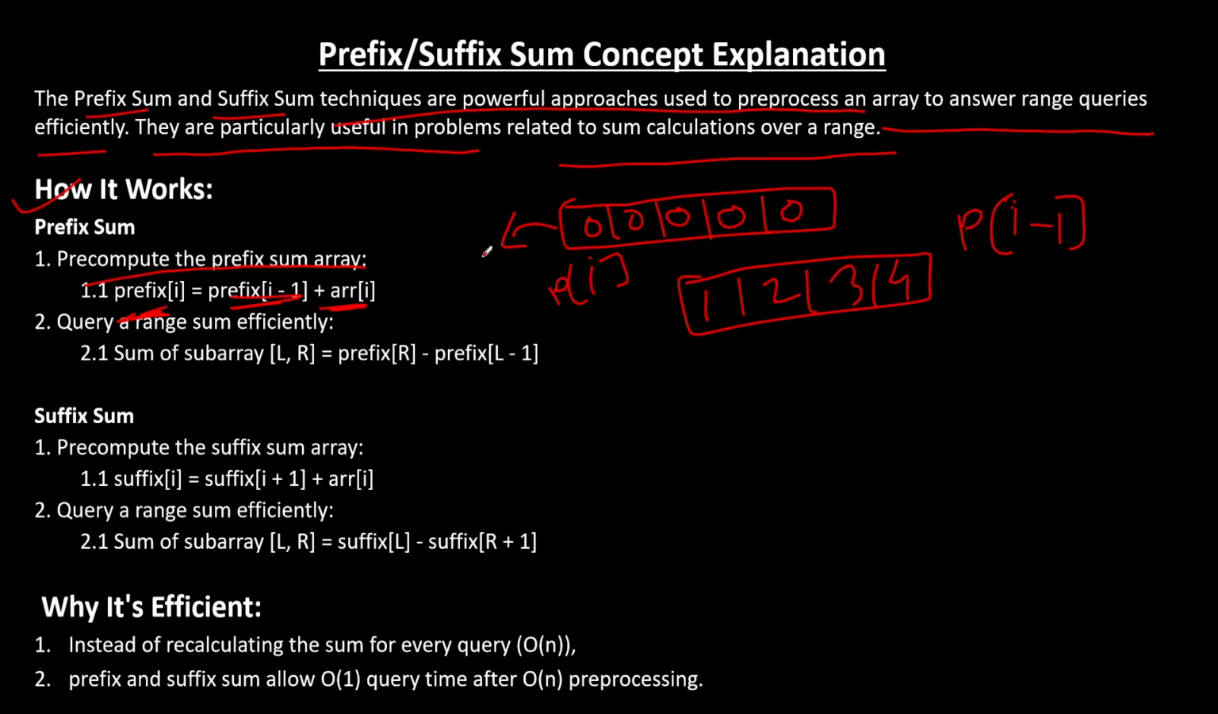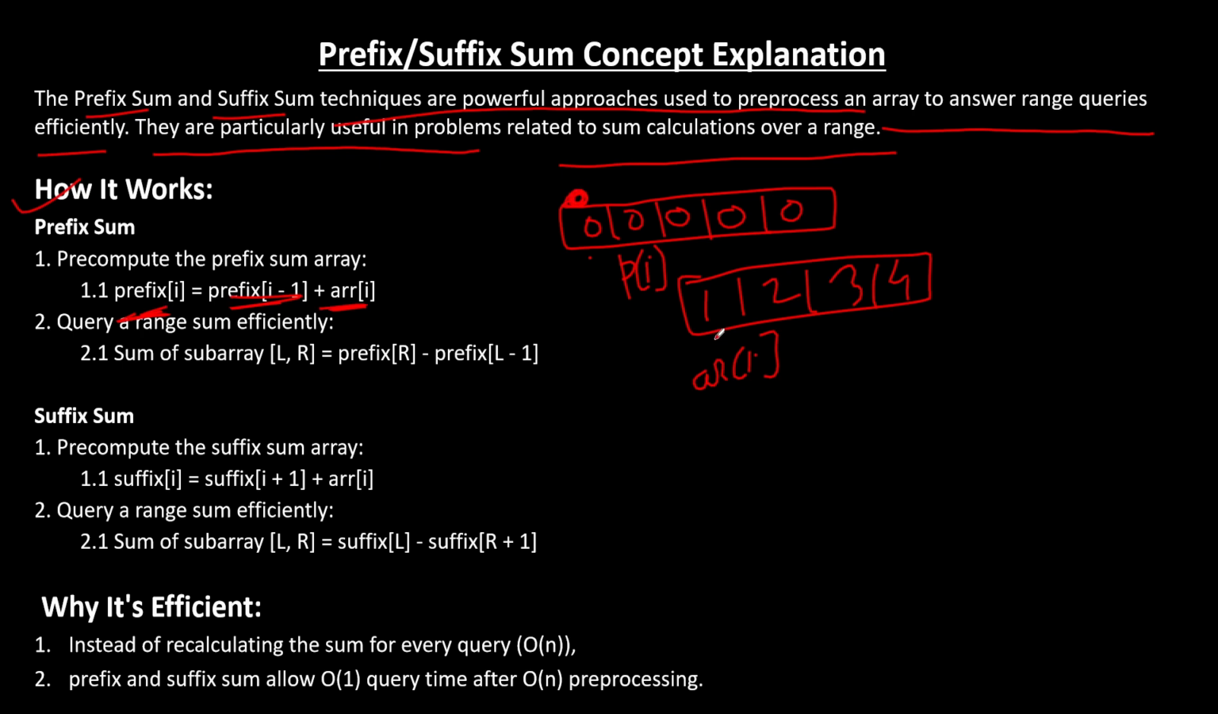We should never start a prefix from the zeroth index, because in 99% of cases the value at the zeroth index is always 0. Therefore, we always start prefix from index 1, so that we can add 0 plus the value of array of I to prefix of I, right? Then this formula works. Prefix of I minus 1, if you're standing here, I minus 1 is this value, right?